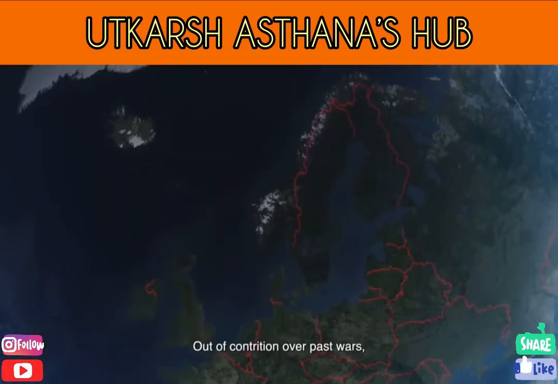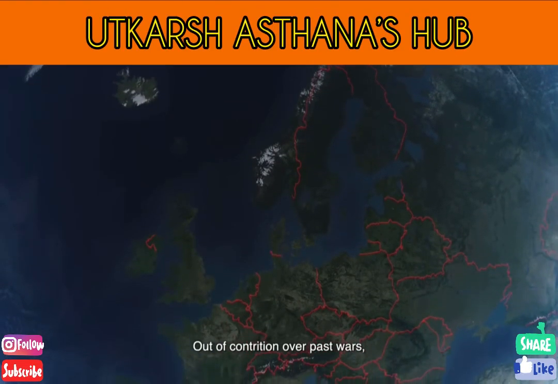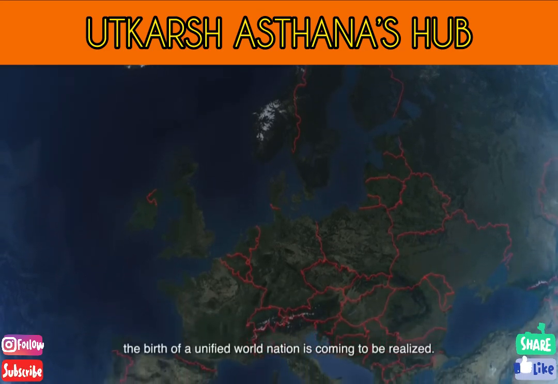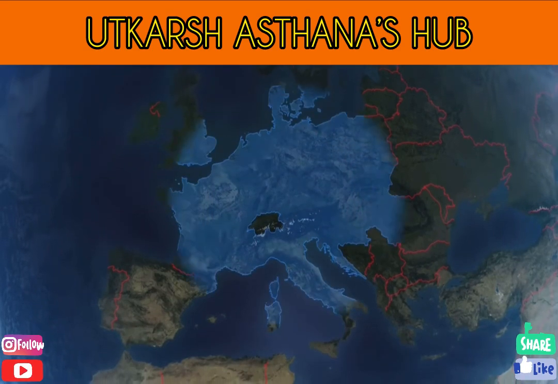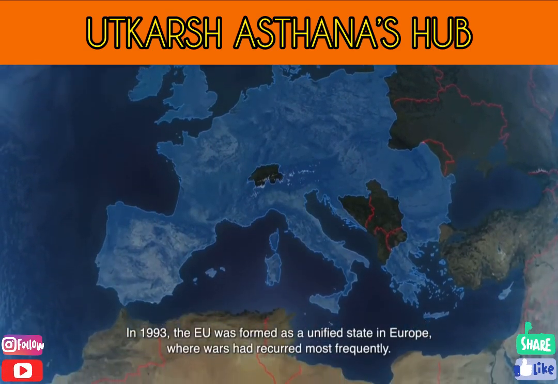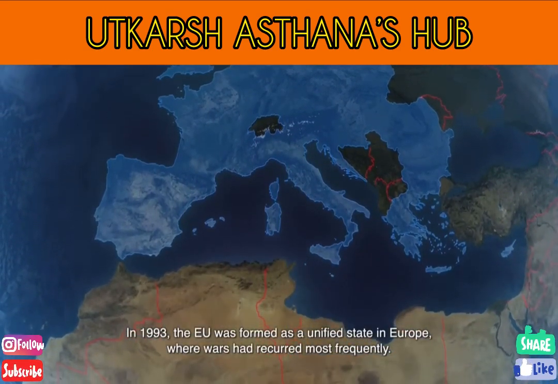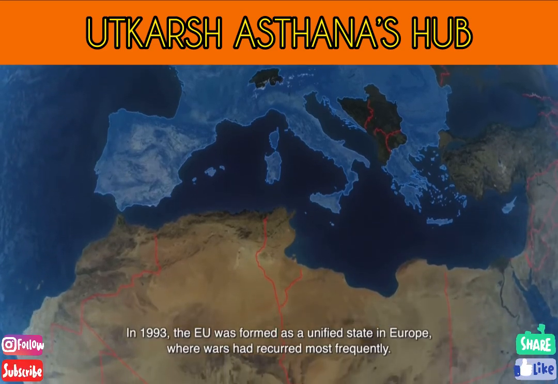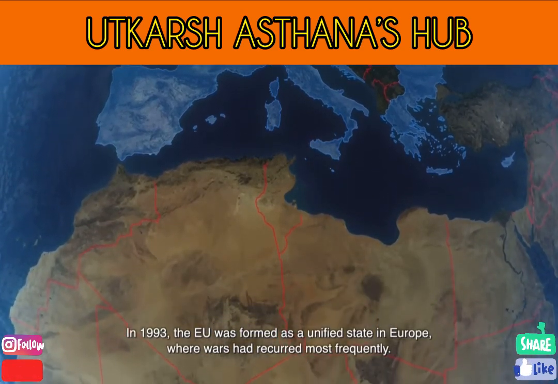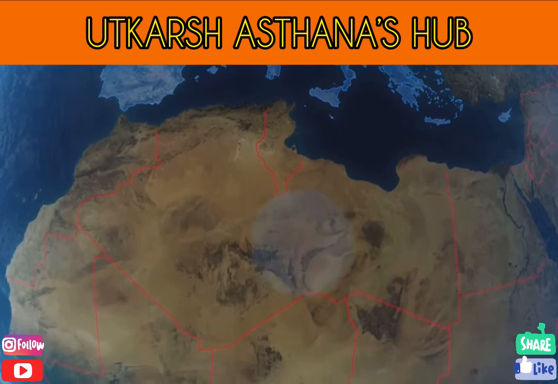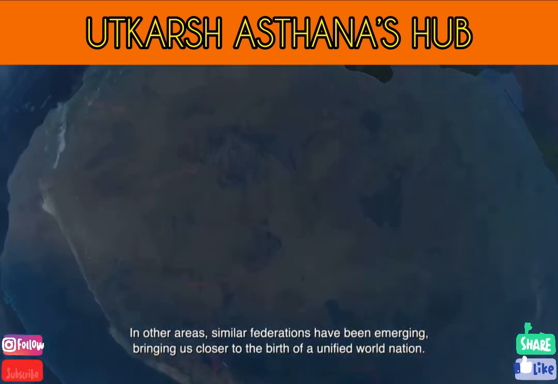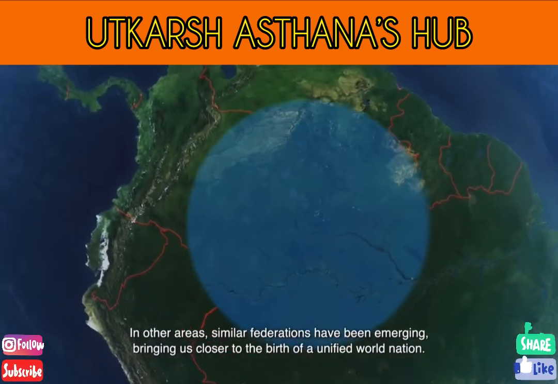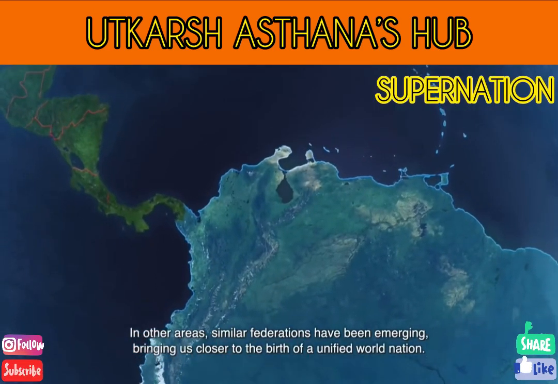Out of contrition over past wars, the birth of a unified world nation is coming to be realized. In 1993, the EU was formed as a unified state in Europe where wars had recurred most frequently. In other areas, similar federations have been emerging, bringing us closer to the birth of a unified world nation or a supernation.